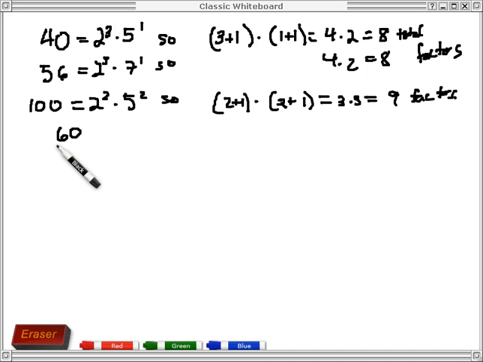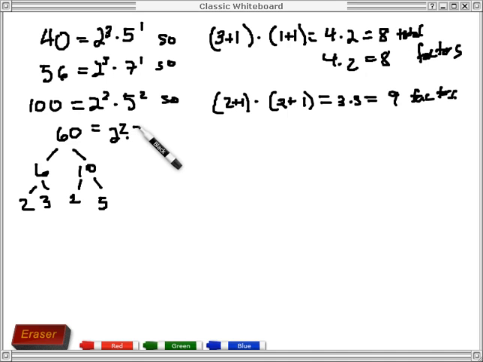I'm going to do one more example of finding all the factors. We'll do the number 60, which is 6 times 10. 6 is 2 times 3. 10 is 2 times 5. And so I'm going to get 60 is 2 squared, because I have two 2's, times 3 to the first, times 5 to the 1.